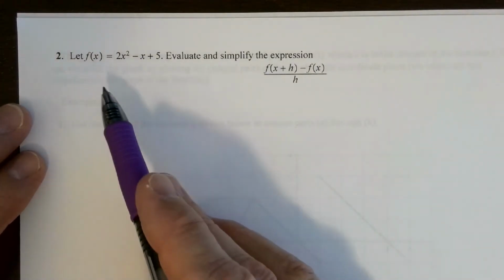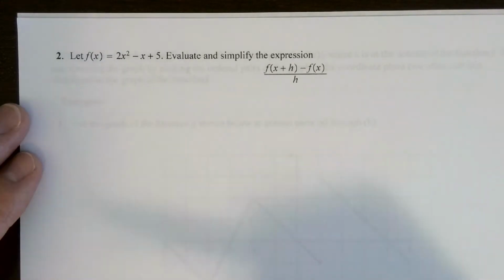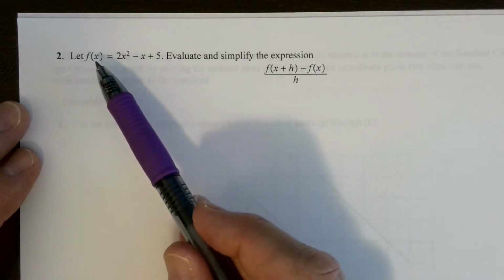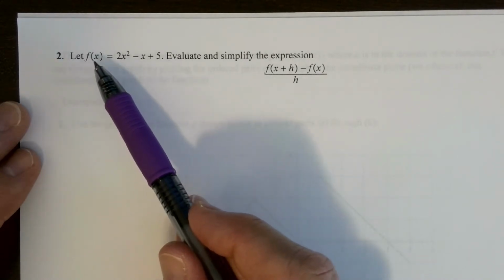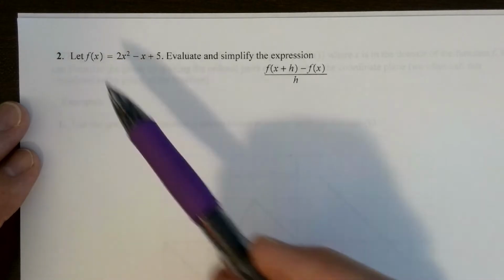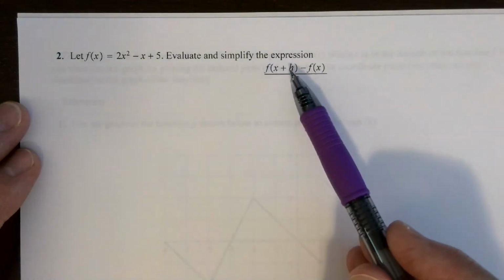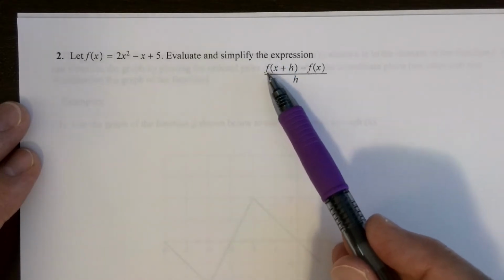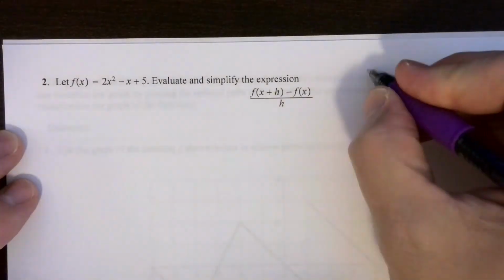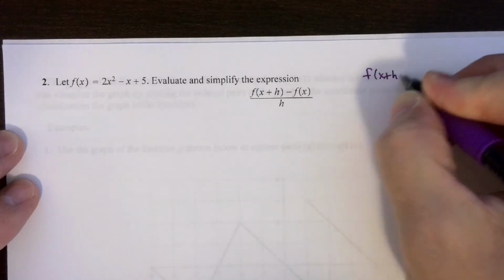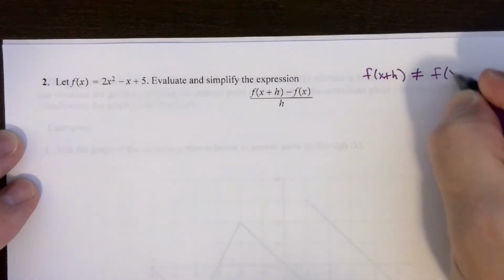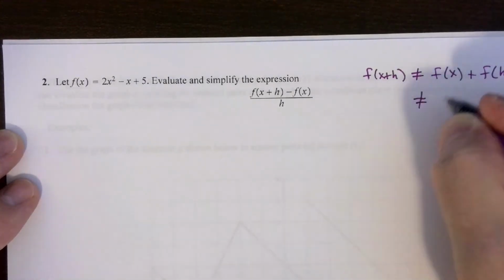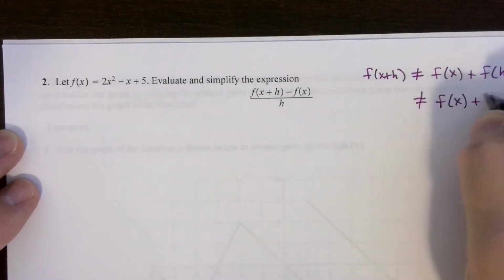Remember, f is the name of the function, x is the variable, in this case the independent variable. So when I see f of x, f in parentheses x, this is not f times x. This is not multiplication. So when I see f of x plus h, that's not multiplication either. You can't distribute and say that's f of x plus f of h. So it's really important that f of x plus h is not f of x plus f of h. Nor is it equal to f of x plus h. I've seen that before.